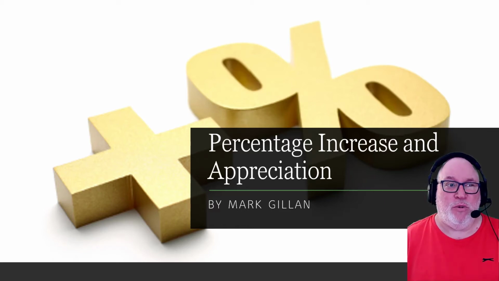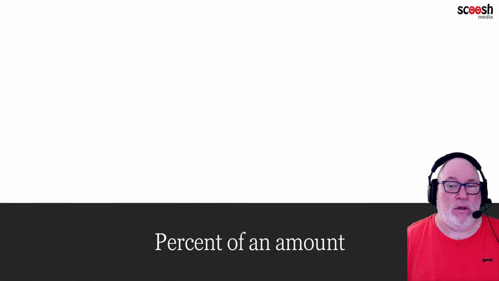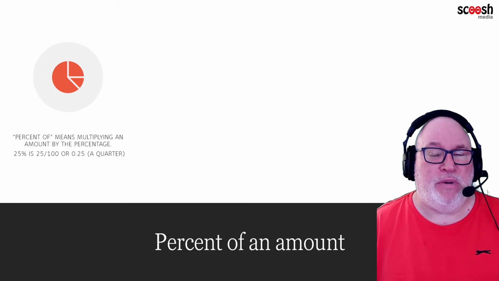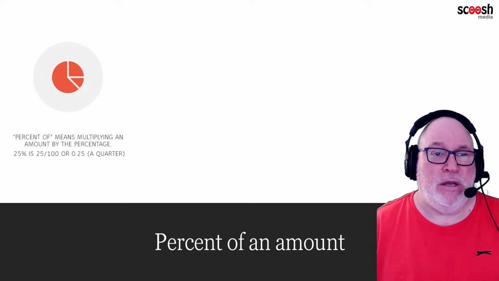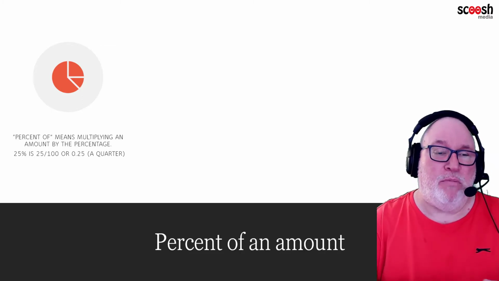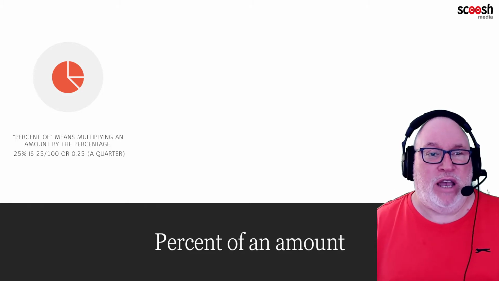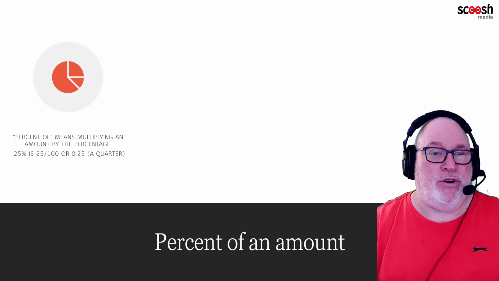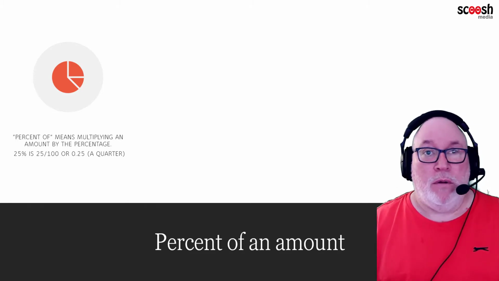So first thing is we'll be looking at percentage as an amount. A wee reminder, a couple of things here. Percentage of means that it's part of 100. It's applying an amount by the percentage. So 25%, 25 over 100, 0.25, a quarter.